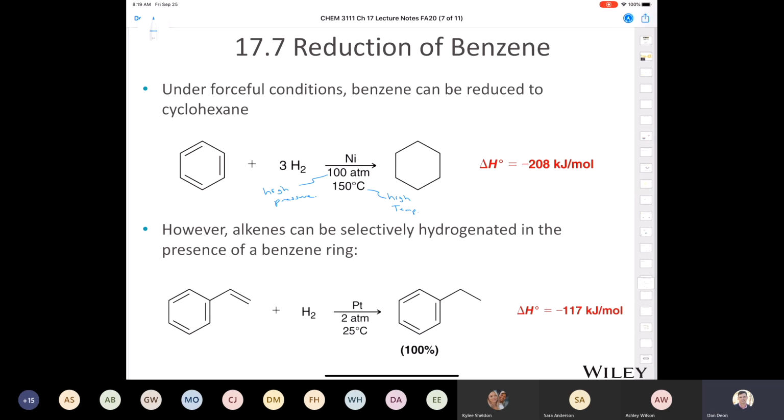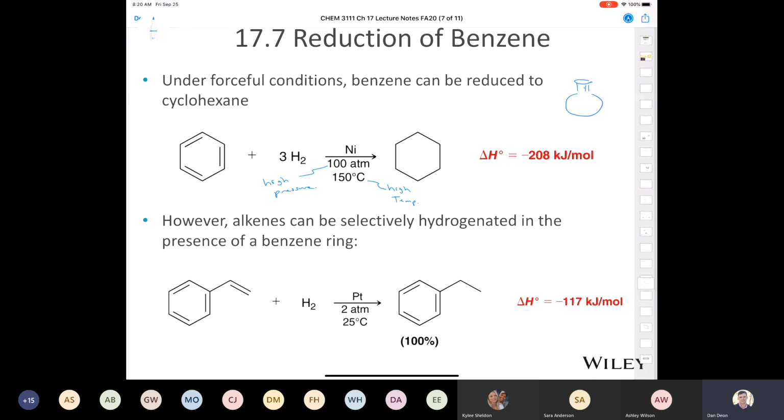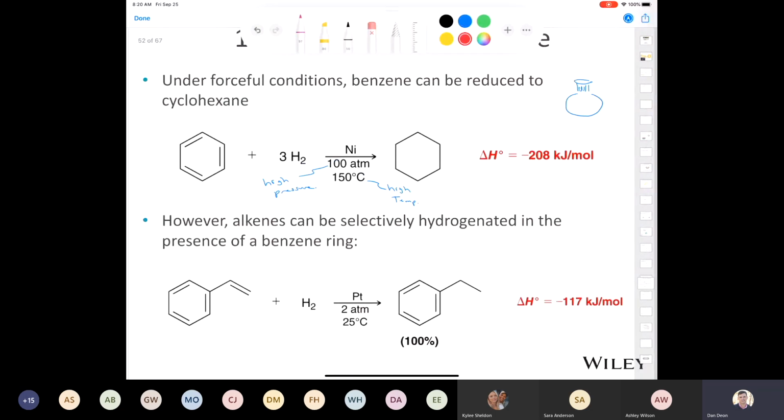It can be done, but more commonplace, if you remember back in Organic Chemistry 1, I think I showed you a picture of a fume hood where somebody was doing a hydrogenation. And hydrogenations, you usually do with just a round bottom flask. And if you can get away with it, you put a rubber stopper on the top of it. And what you would use is just a balloon, like a party balloon.